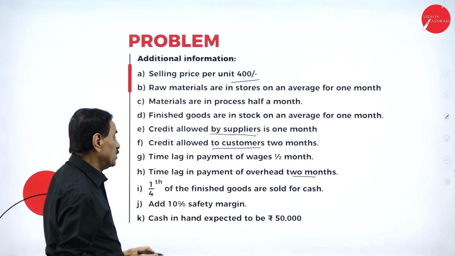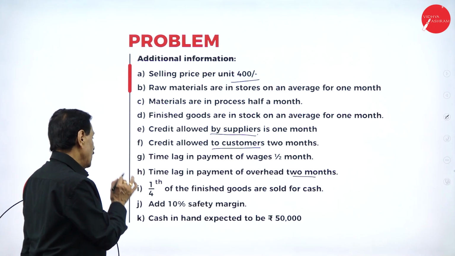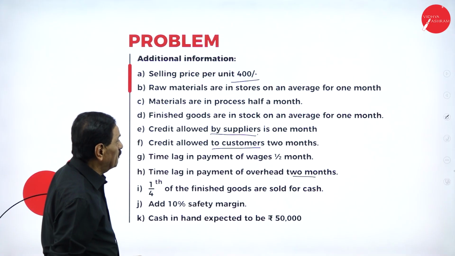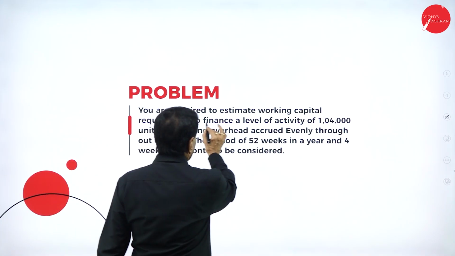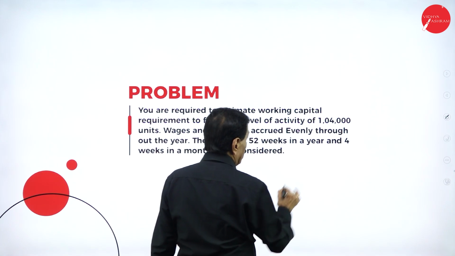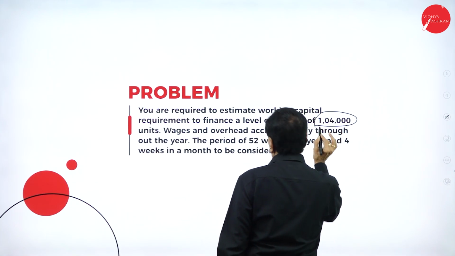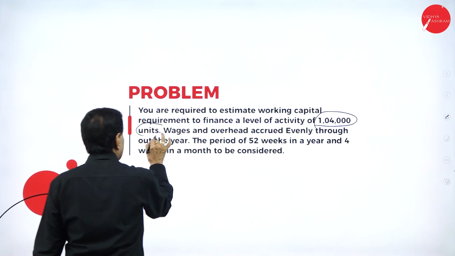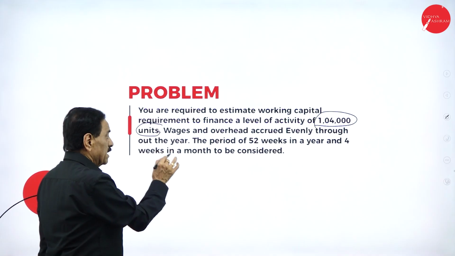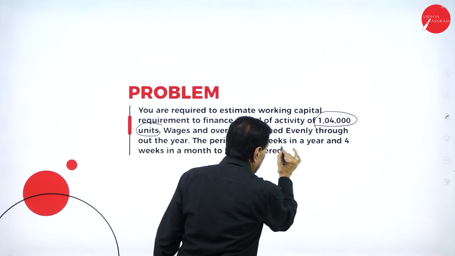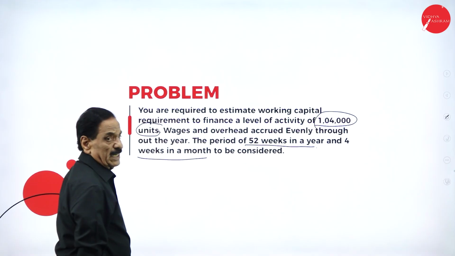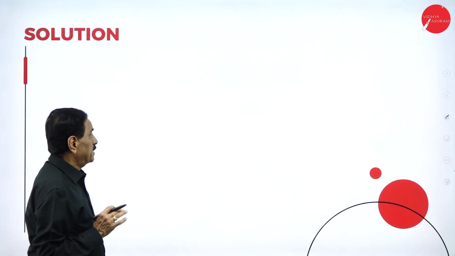1/4 of the finished goods are sold for cash at 10% safety margin. Cash in hand expected to be rupees 50,000. You are required to estimate working capital requirement to finance a level of activity of 1,04,000 units. This is the production. Wages and overhead accrue evenly throughout the year. The period of 52 weeks in a year and 4 weeks in a month to be considered. This is the problem. First I will explain.